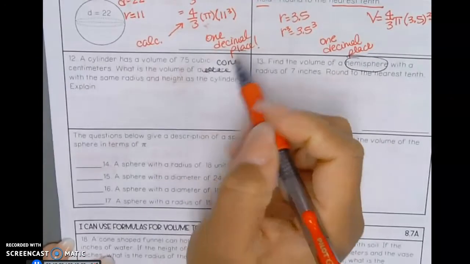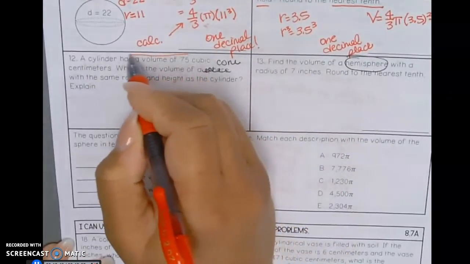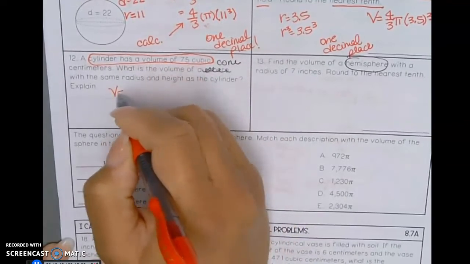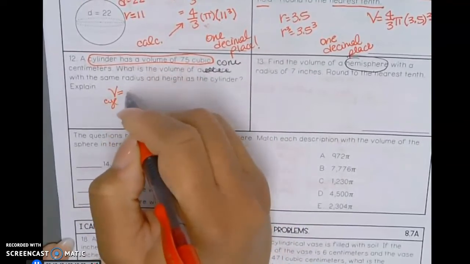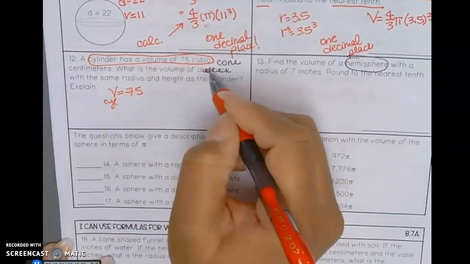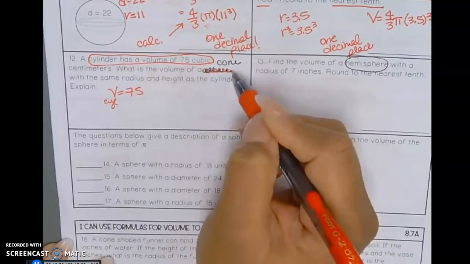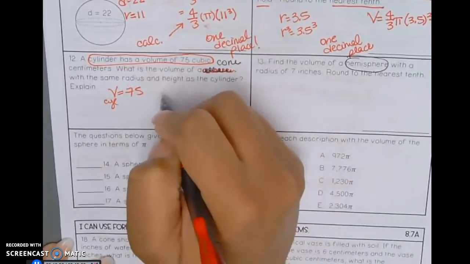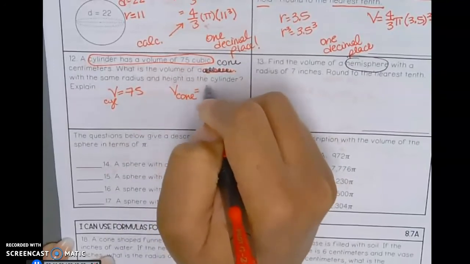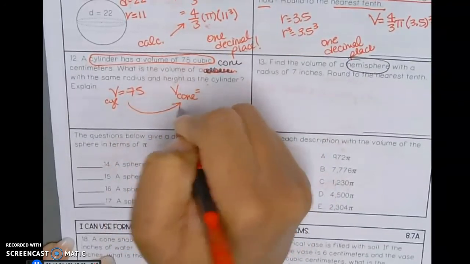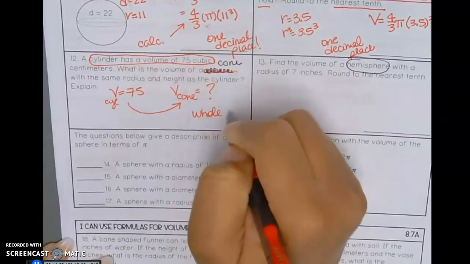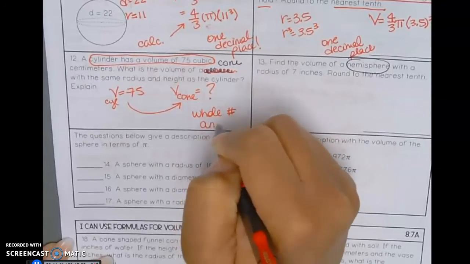Number 12. A cylinder has a volume of 75 cubic centimeters. They're already giving me the volume of a cylinder. What is the volume of this should say cone. Change that. I believe it says sphere, so fix it. Make it say cone. Volume of a cone. How do we get from here to here? This is a whole number answer.